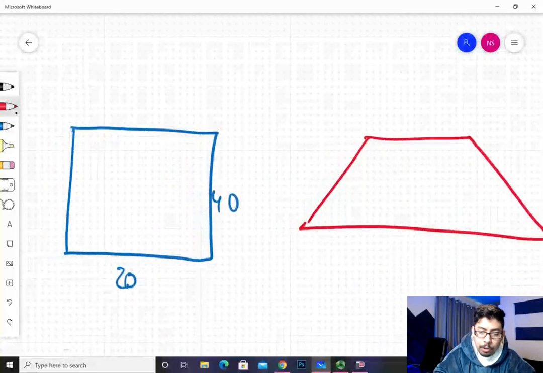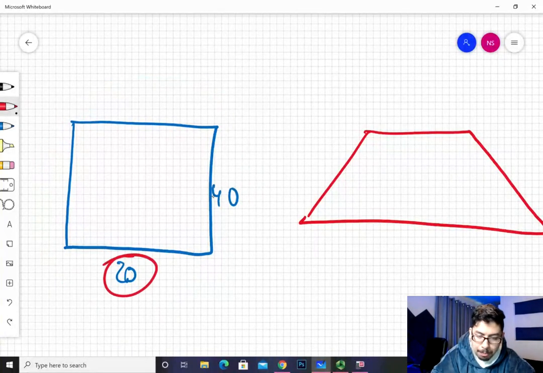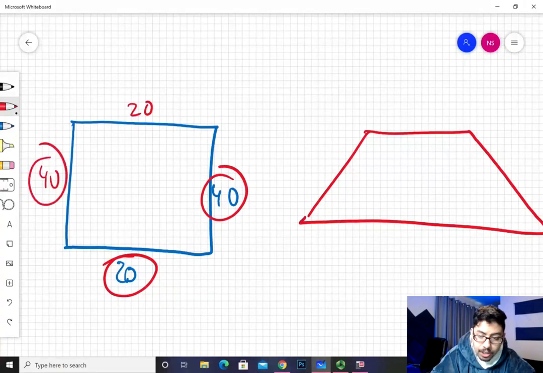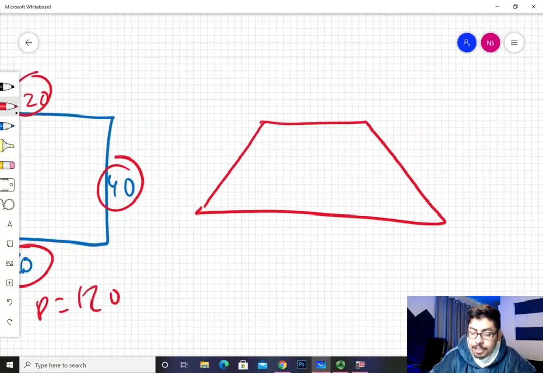By the way, going back to this shape, what would be the perimeter? Like I said, adding all the outsides. So 20 plus 40. It's up to you to know that this is your 20, this is your 40. So it's 20, 40, which is 60, plus another 60, and that's 120 for your perimeter. Perimeter equals 120.